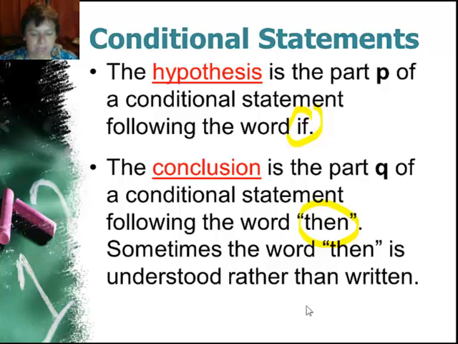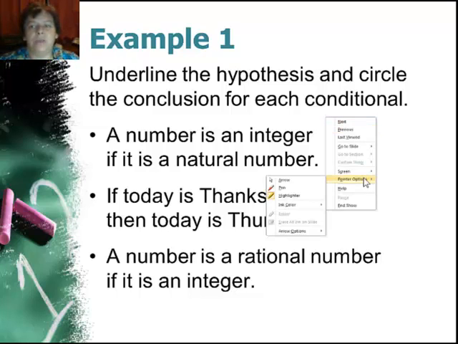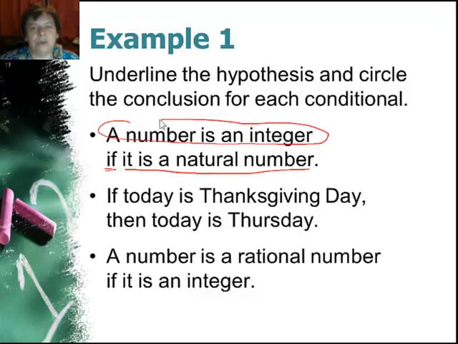Let's go ahead and take a look at a few examples. Example 1: I want you to underline the hypothesis and circle the conclusion for each conditional. On the first one, a number is an integer if it is a natural number. So here's the if, so this must be the hypothesis. If it is a natural number, then the number is an integer. There is your conclusion.